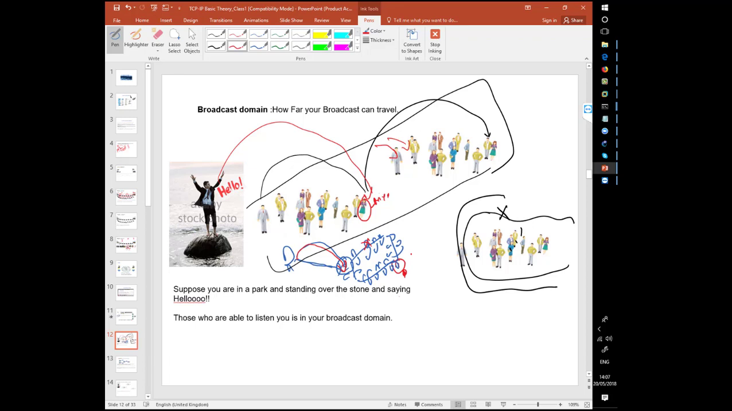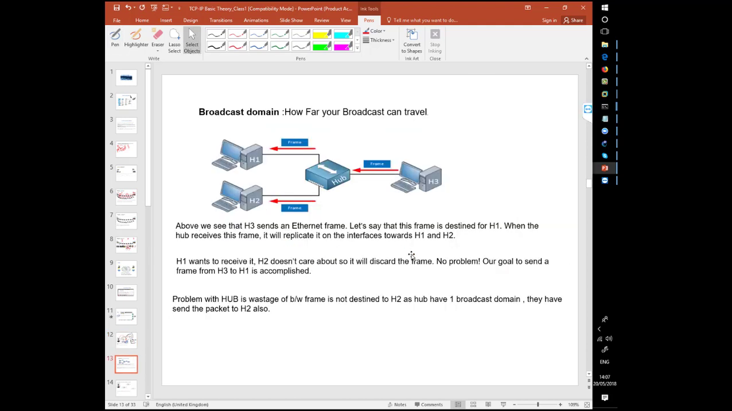How far your broadcast will travel, how many devices will listen to your broadcast, up to where your broadcast is going to break, that is your broadcast domain. If we try to understand it in technical terms, if H3 is sending a packet, maybe H3 is trying to send the packet to H1 only, but H3 is sending it to the hub, so it is automatically delivered to H2 as well. No matter whether H2 needs this packet or whether it belongs to H2, they have to listen to it. That is a hub. That is one broadcast domain.